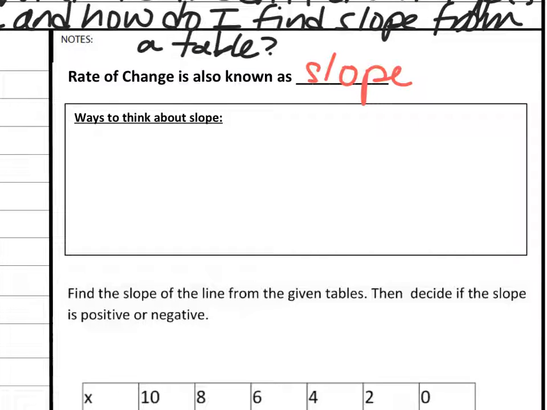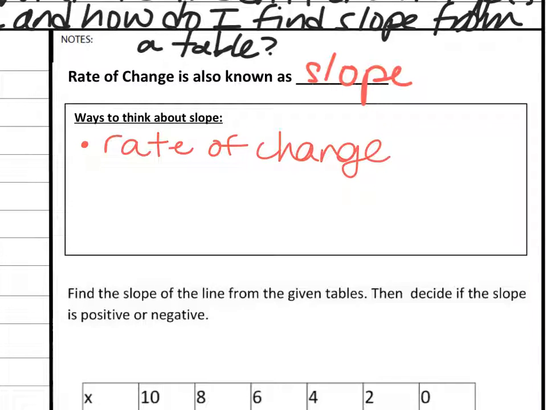So ways to think about slope. First way is rate of change: how the table or the graph or the equation is changing. How is it adding or subtracting the same amount over and over? How are the x's and y's adding and subtracting? That's a phrase you should already know.